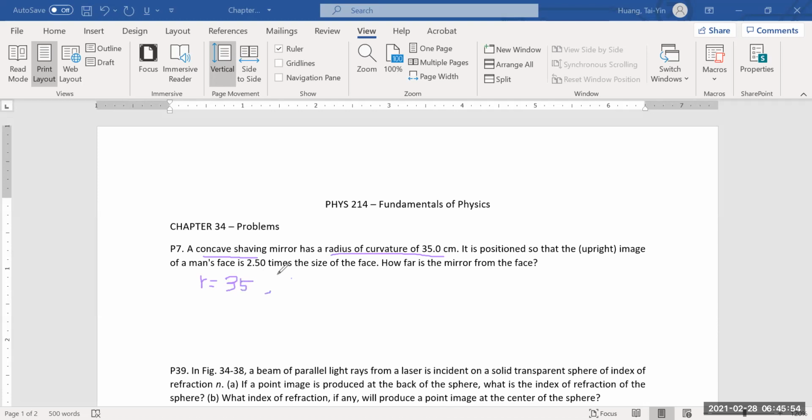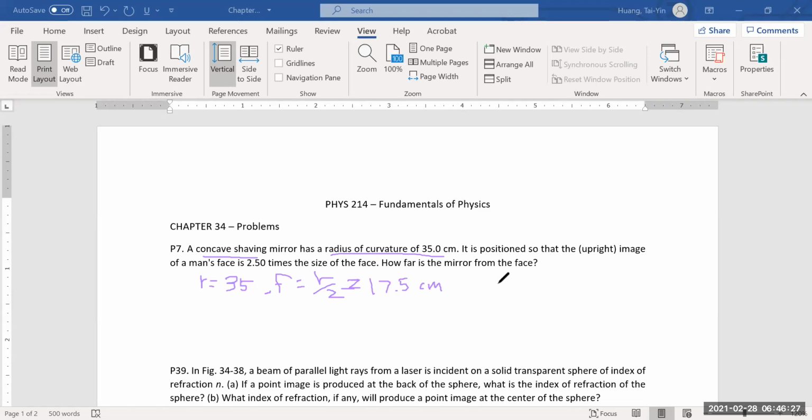Okay, so your F, the focal length of the concave mirror, will be half the radius, which is 17.5 centimeters. When we're dealing with chapter 34, we're going to keep the unit in centimeters. And it says that the face is positioned so the image is 2.5 times the size of the face.